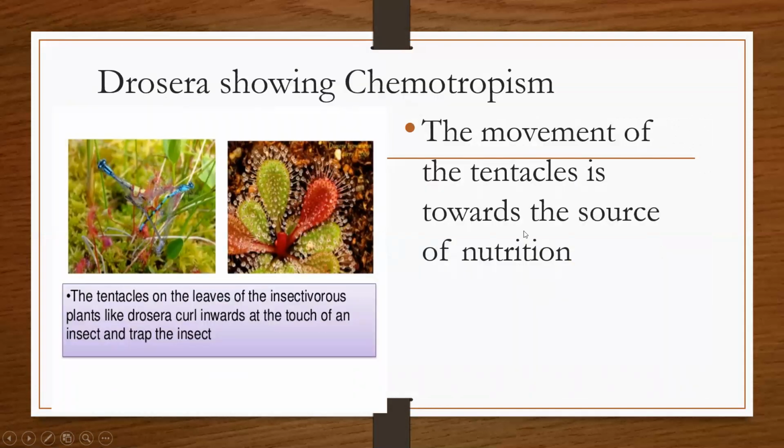You also have the example shown here of Drosera, which is a plant which shows chemotropism. These are the tentacles towards the source of nutrition. They show a positive movement because they curl around the source of nutrition. So that is a chemotropic movement which is positive. The growth of fungi in response to areas rich in nutrition is also a positively chemotropic movement.